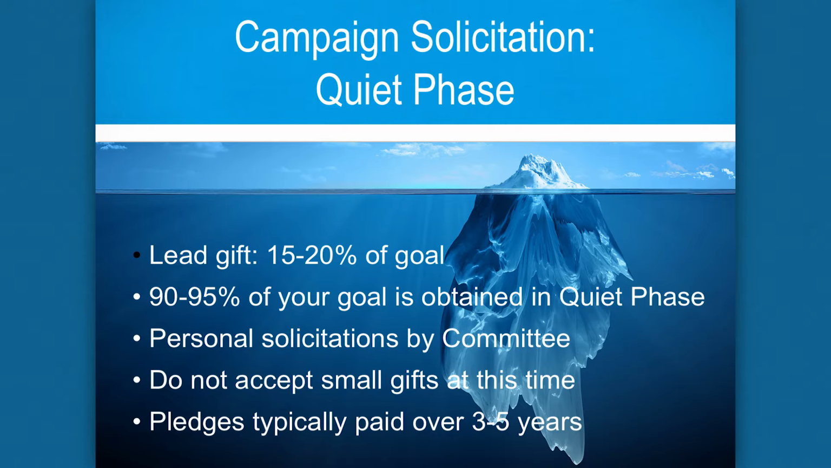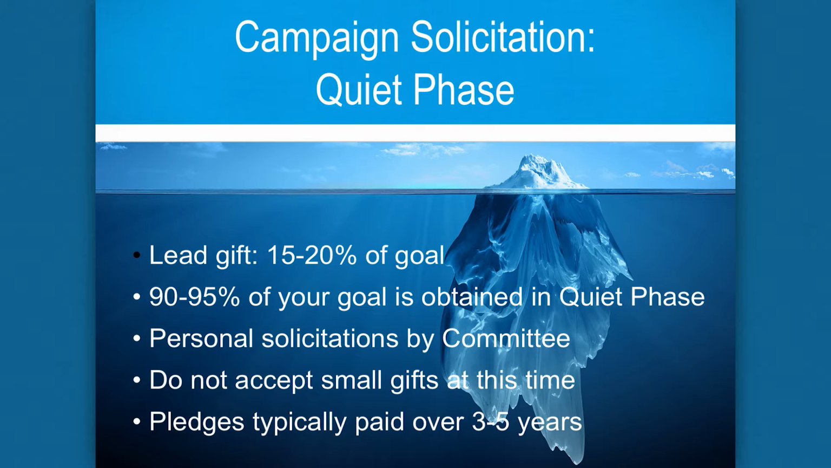The total amount of money that you're going to raise in the quiet phase, and this is a number that's changed dramatically over the last 10 years, we believe that you need to raise 90 to 95% of your entire goal in the quiet phase of the campaign. As I said, that number's changed dramatically. It used to be closer to 2/3, 60 to 65%. But we've seen a dramatic shift here in the last few years since the recession for the number of major gifts that it takes to get you to your goal.